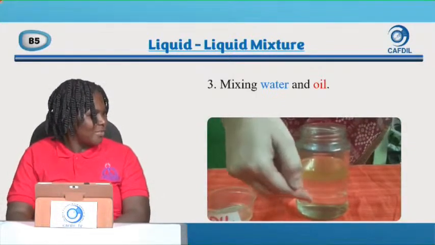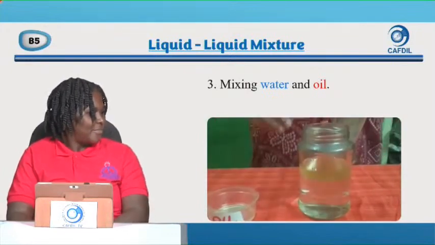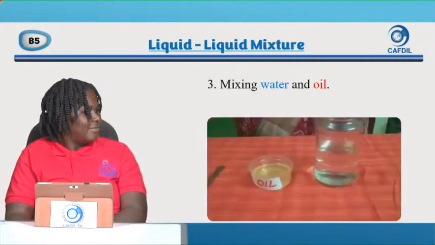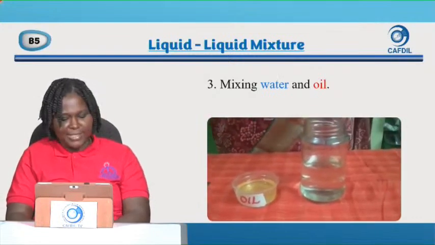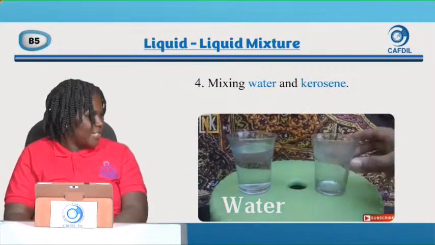Very, very well. And after that, you can also do the same. You have oil in the house, you have water. Now you also do it. So that is it. Let's look at another activity.